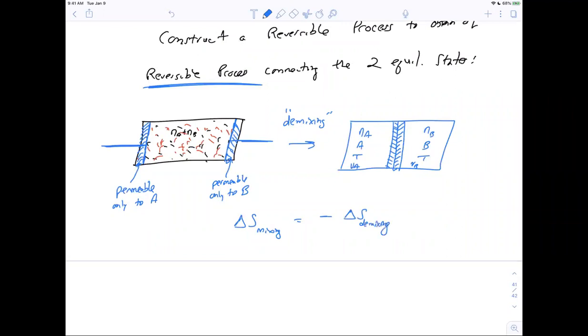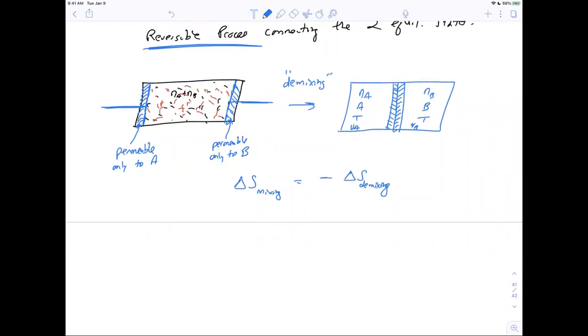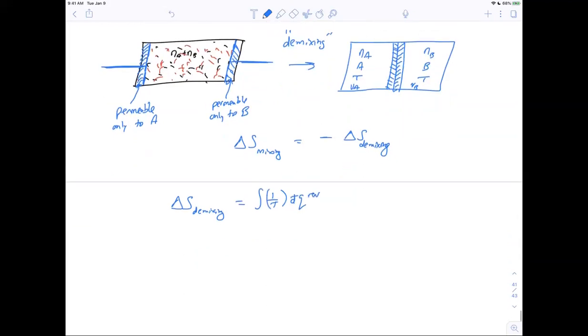Okay, that's fine because of the state function nature of S. So let's analyze this. We want delta S demixing, and I'm going to be excruciatingly, hopefully, looking at all the details here. Delta S demixing is equal to the integral of 1 over T dq reversible, which means we have to look at what dq reversible is.